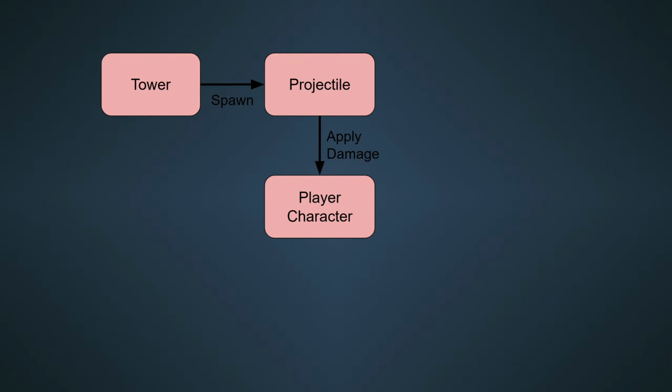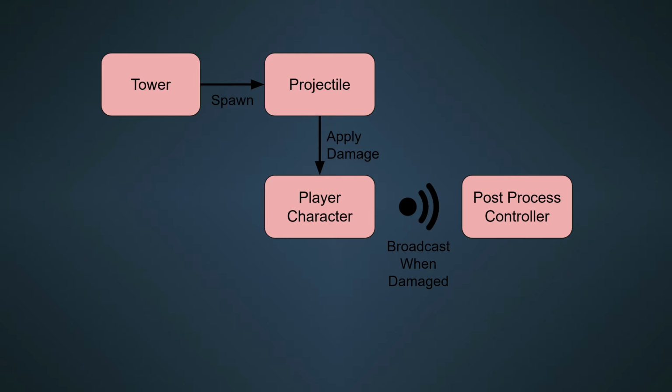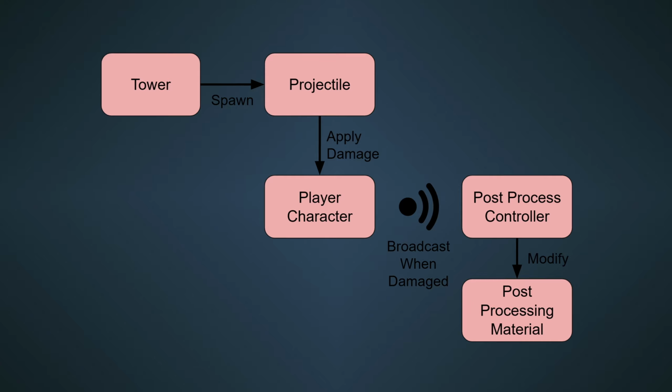Now we want this health variable to affect post-processing effects to help further feedback for our game. In order to do this, we can have a post-processing controller that listens to broadcasts when the player is damaged. Now these broadcasts in Unreal Engine are called the event dispatch system. So we'll have the player character notify anybody who will listen about damaged events. Then this post-process controller can go ahead and modify the post-processing material based on the current health of the player.